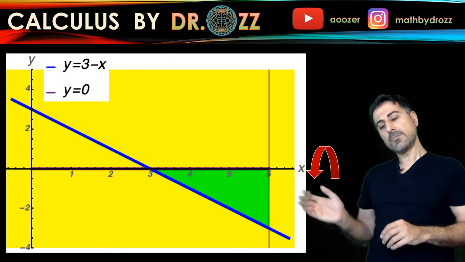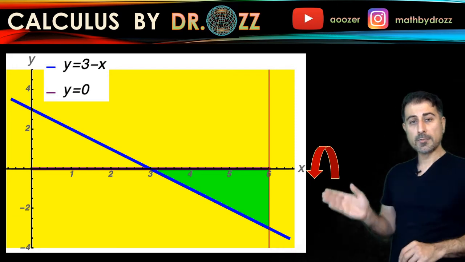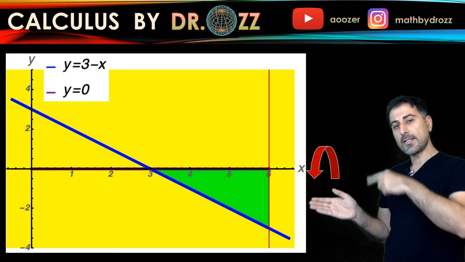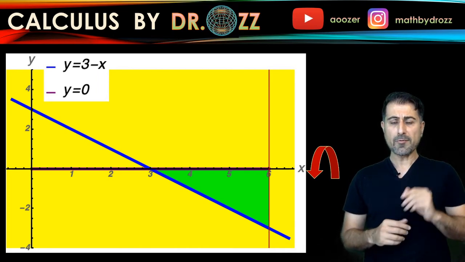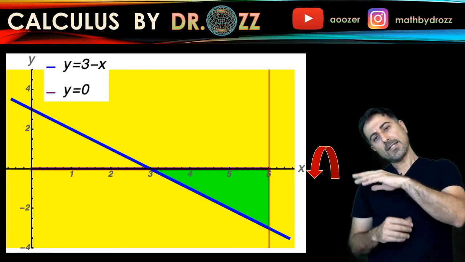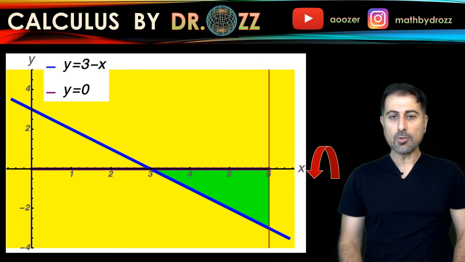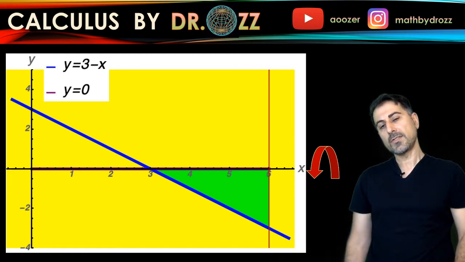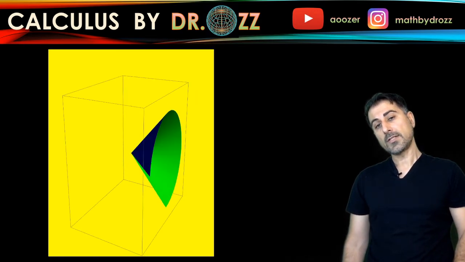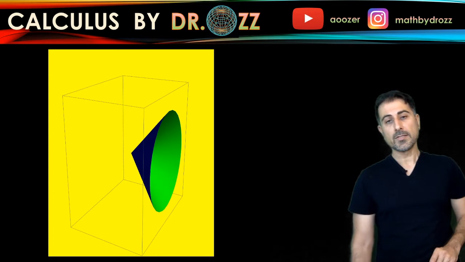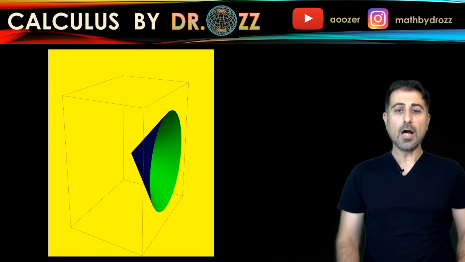So this is my green region, as you see, and the revolution is about the x-axis. Remember that we're using the shell method. Just by looking at the picture, we're going to get a nice cone after the revolution, a cone filled inside. So we're going to find the volume of this three-dimensional object.